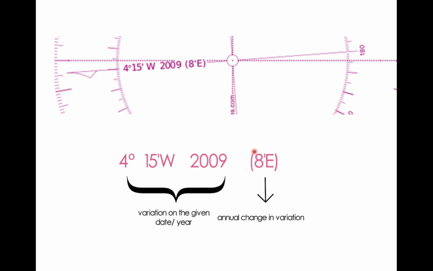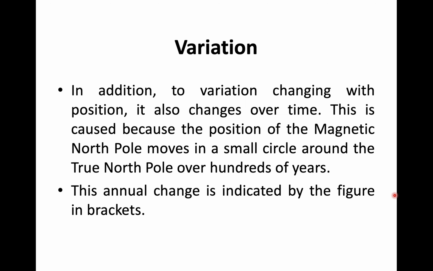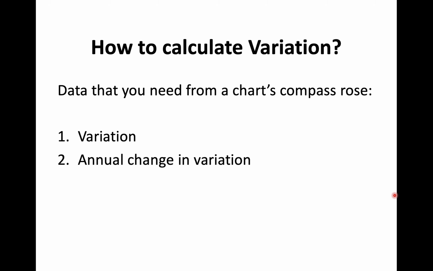This is the brackets. So actually, it's here. It's a close and open parenthesis. But this is the annual change in variation. This is how it will be represented in the compass rose. Okay, so let's continue. Now, how to calculate the variation?